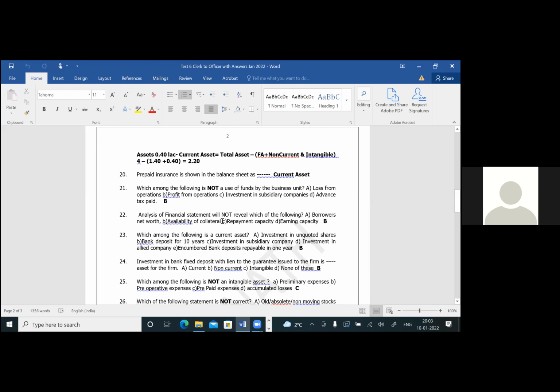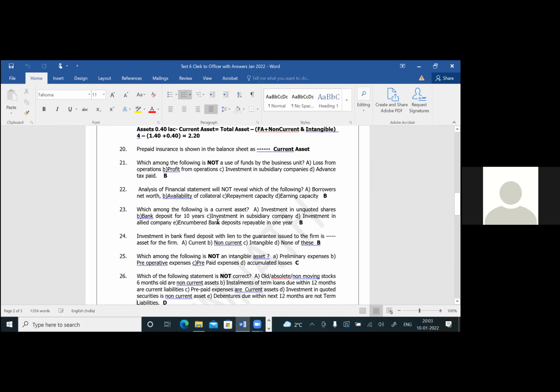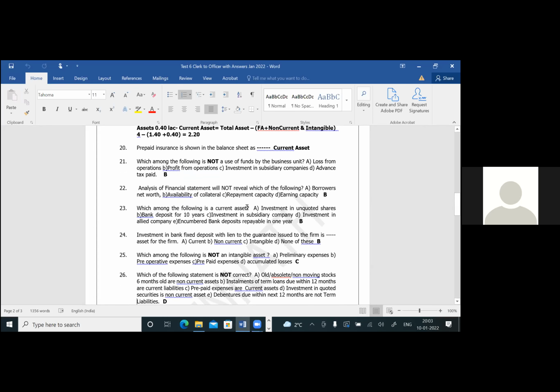So it will tell you what loan the company has taken, but what collateral is given for it, you may not be able to find out from the balance sheet or P&L account. So the answer for question number 22 is B. Question number 23. Which among the following is a current asset?